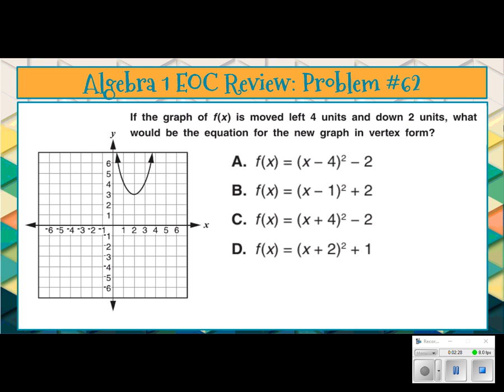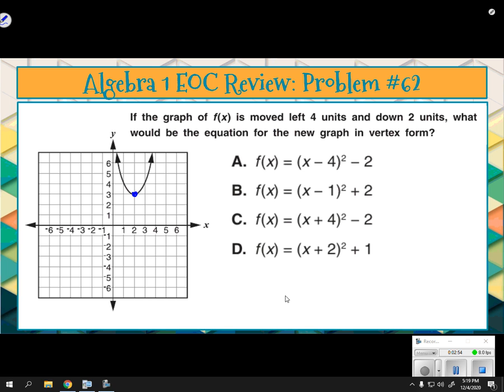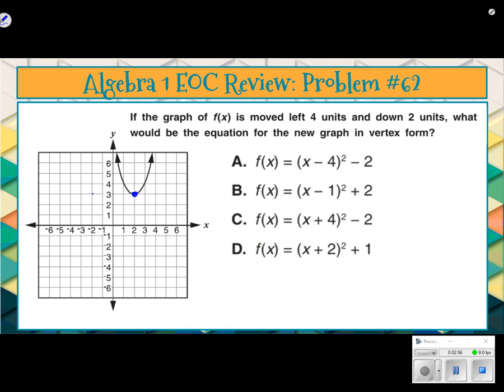Here's problem number 62. All right, so what we have is a function already out in space. They want us to move left 4 units from where we are and down 2 units. So do not start here and go left 4 and down 2, because that is an option, okay? I need you to start here, go left 4, 1, 2, 3, 4, and down 2. So here is our new vertex.